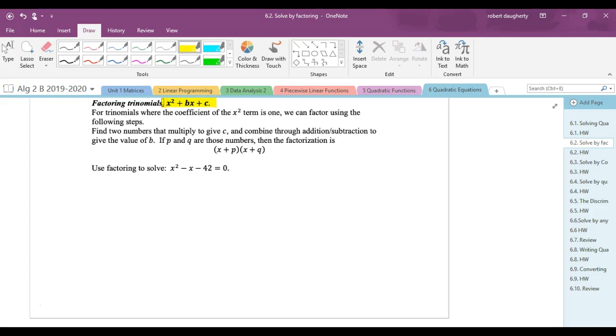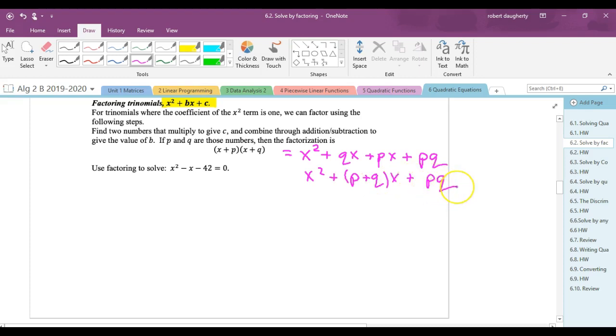What happens when you multiply (x plus p) and (x plus q)? What does this equal? x squared plus qx plus px plus pq. Another way of writing this is x squared plus (p plus q)x plus pq.